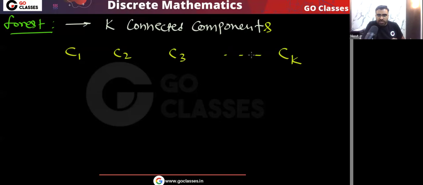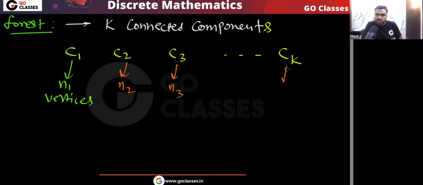Now, I don't know how many vertices are there. Yes or no? In this component, how many vertices are there? I don't know. So let me assume that there are n1 vertices in this C1, and in this let's assume that you have n2 vertices, here you have n3 vertices, and here you have nk vertices. Tell me, what is the total of n1 plus n2 plus up to nk? The total will be n. Yes or no? You can easily see the total is going to be n.